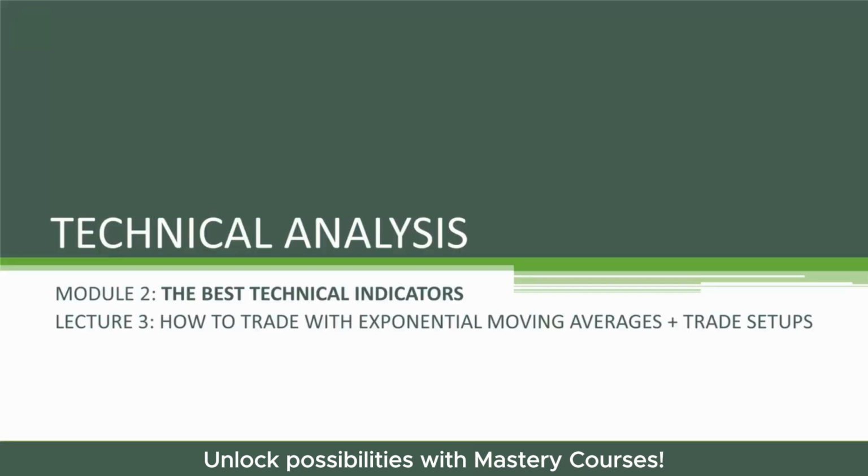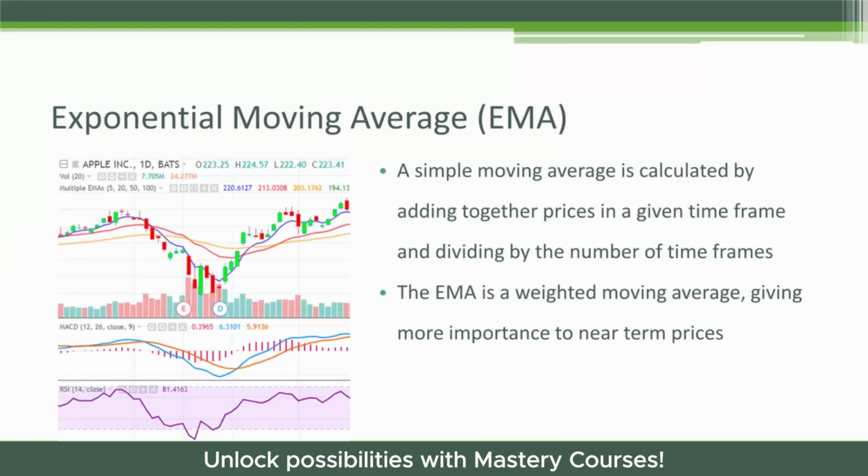So let's talk about exponential moving averages. A simple moving average is calculated by adding together prices in a given time frame and dividing by the number of time frames. So if we're looking at a simple daily moving average, we're going to take the closing price for a certain number of days, add those numbers together, and then divide by the number of days. So say we're doing a simple moving average for a 10-day period. We'll take the closing prices for the past 10 days, add those together, and divide by 10.